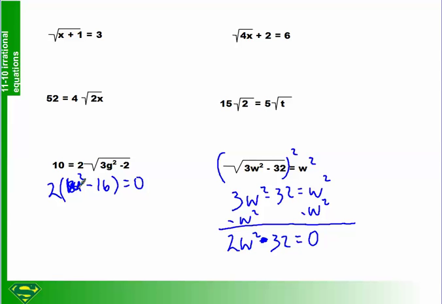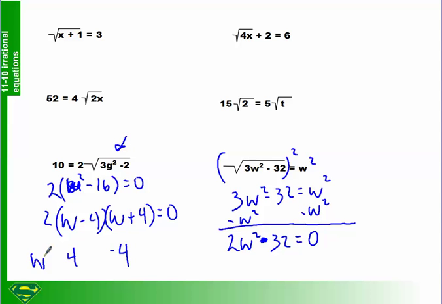It's a difference of squares. So, w minus 4 times w plus 4 equals 0. So what would make this binomial 0? Positive 4. What would make this binomial 0? Negative 4. And this is why you get two answers in this problem as well. So w is equal to 4 and negative 4.